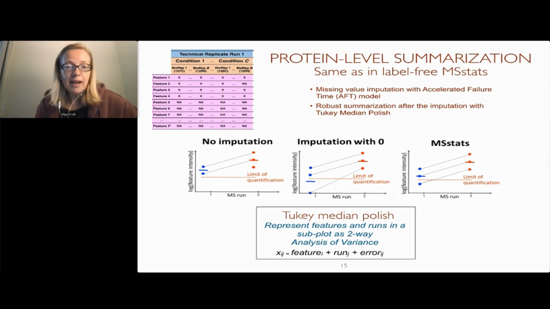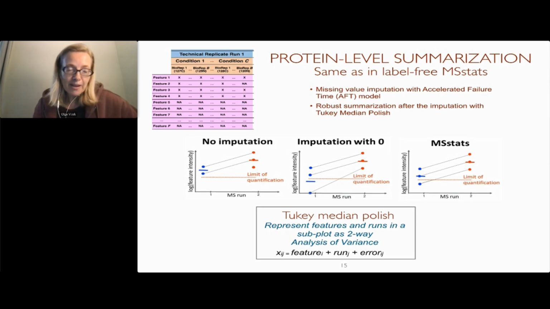Here is one example. Let's imagine that we have this type of situation where we have one channel blue and one channel red, and we have three PSMs. This is just one protein, so we have three PSMs for the protein, 3 measurements in the blue channel and 3 measurements in the red channel. But now let's imagine that the lowest blue measurement is actually below the limit of quantification and it's missing. So at the very left, if we just ignore it and keep it missing, we see that the summary of 2 blue points will be slightly higher than it should be. So we will underestimate the effect of regulation.